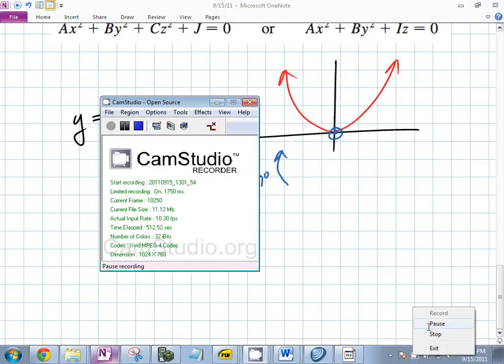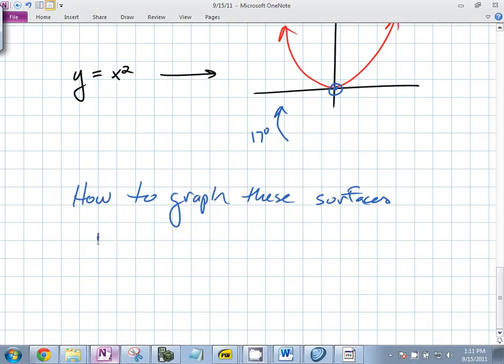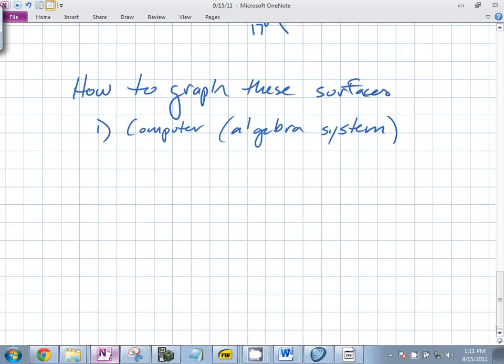It is terrible. First method is with a computer, like an algebra system. They call them computer algebra systems. Like the 89 can do it. Yeah, the 88, the 92s can do it. 89 and 92 are the same thing, just without a keyboard. And then second, by hand, how are we going to do it? What did you say, Josh?